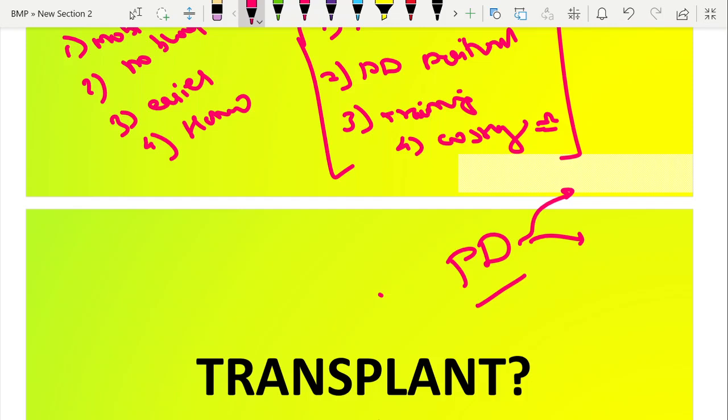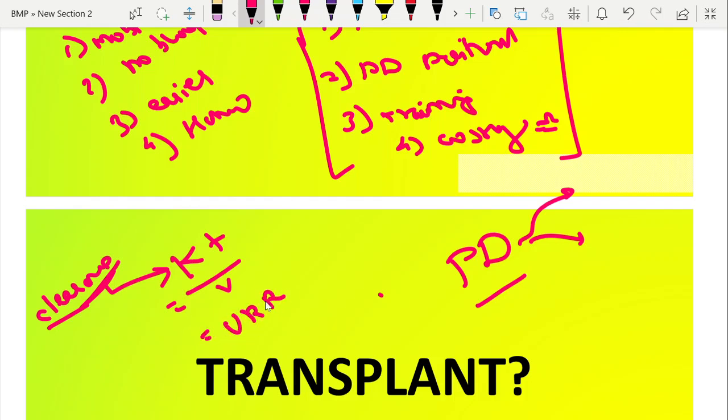So one more point, if the examiner is so interested and the student is able to answer almost all the points discussed over here, they will ask clearance. How to calculate the clearance? Just to say, there is some terminology called KT by V, which is being used in hemodialysis and peritoneal dialysis also, or urea reduction ratio. Nowadays we are not using this urea reduction ratio, we are using KT by V.